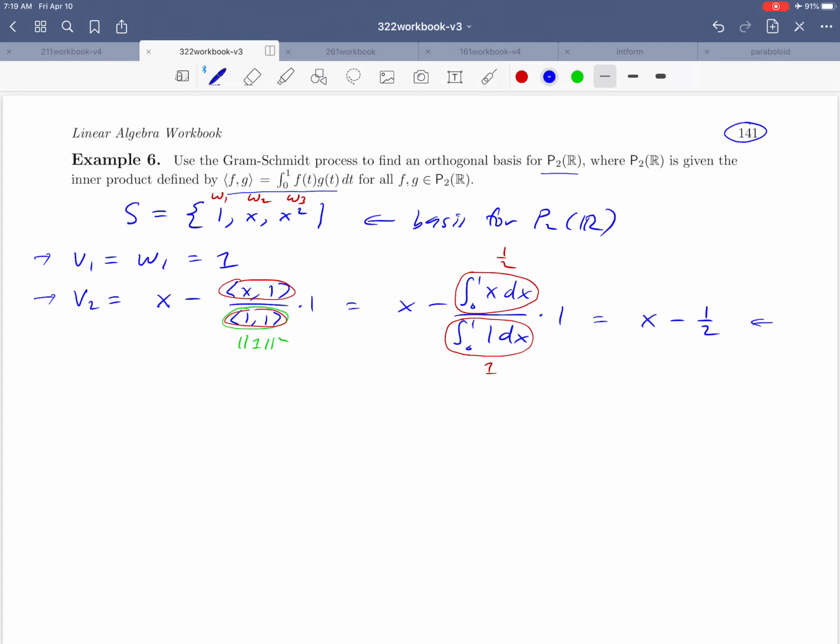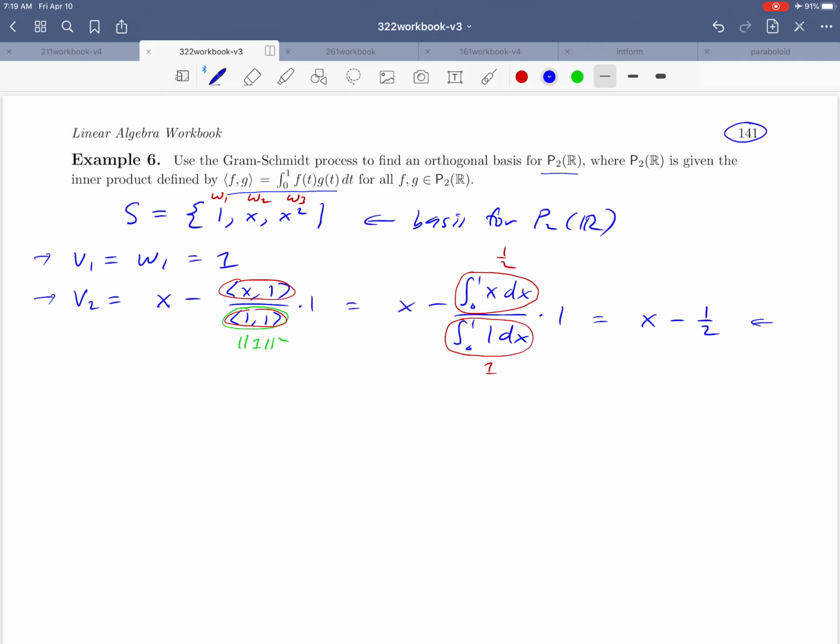Would that change the fact that they're orthogonal? If you think about it, it wouldn't. And so we're allowed to scale, to take this V2 and multiply it by a convenient number. What would be a convenient number here? Okay, how about 2? Because if we multiply by 2, it's going to knock out that 2 in the denominator.